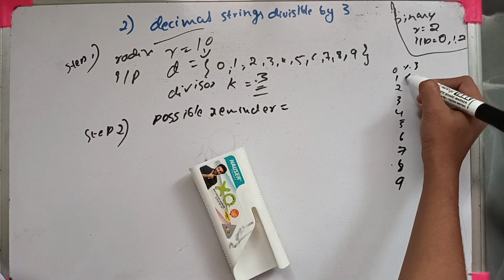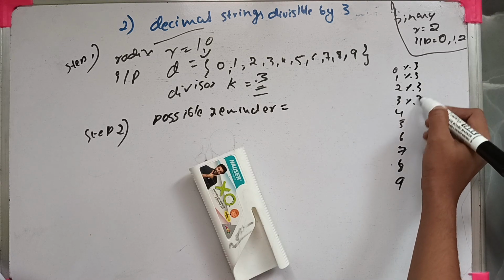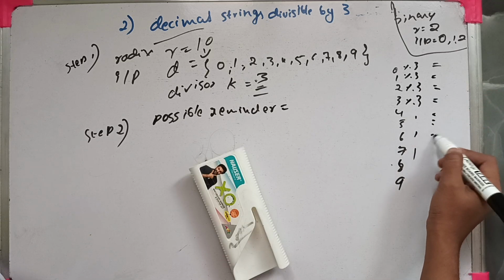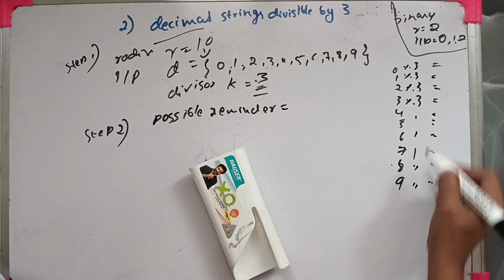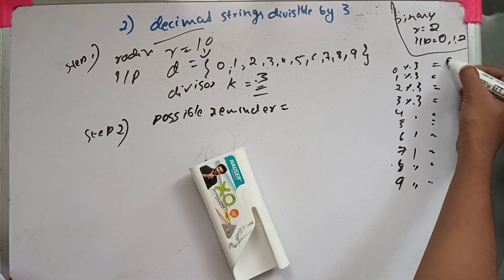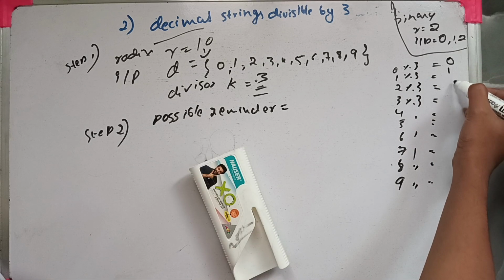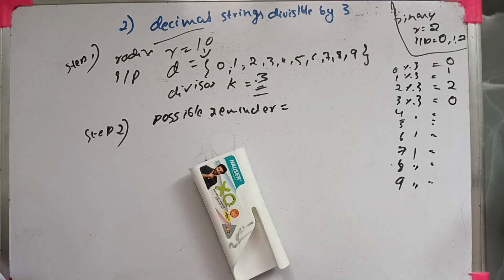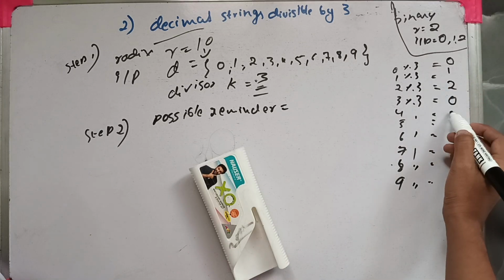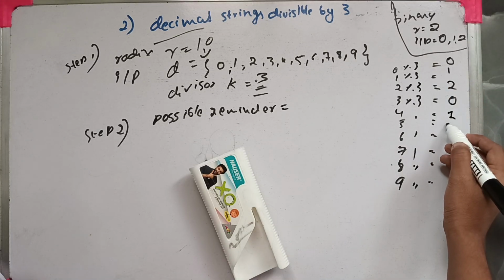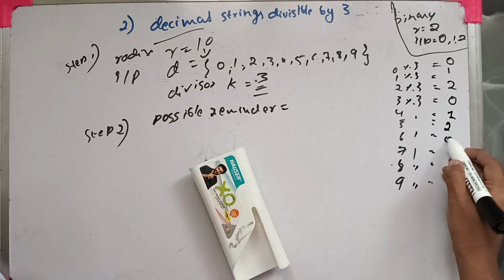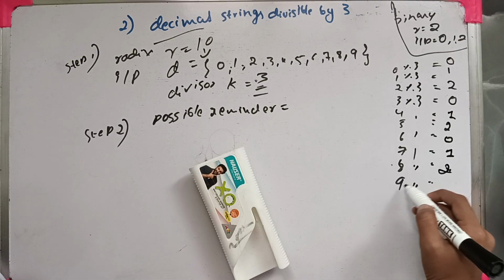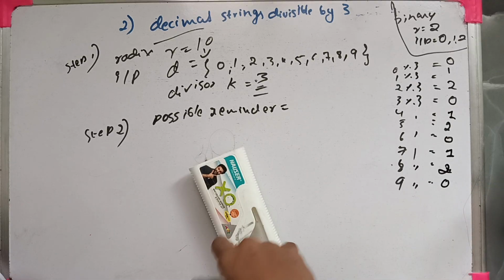So when we divide by 3, what are the possible remainders we need to find. Okay, so 0 mod 3 means 0, next 1, next 2 mod 3 is 2, next 3 mod 3 is 0, next 4 mod 3, the remainder is 1, 5 mod 3, remainder is 2, 6 mod 3, remainder is 0, 7 mod 3, remainder is 1, 8 mod 3, remainder is 2, 9 mod 3, remainder is 0.